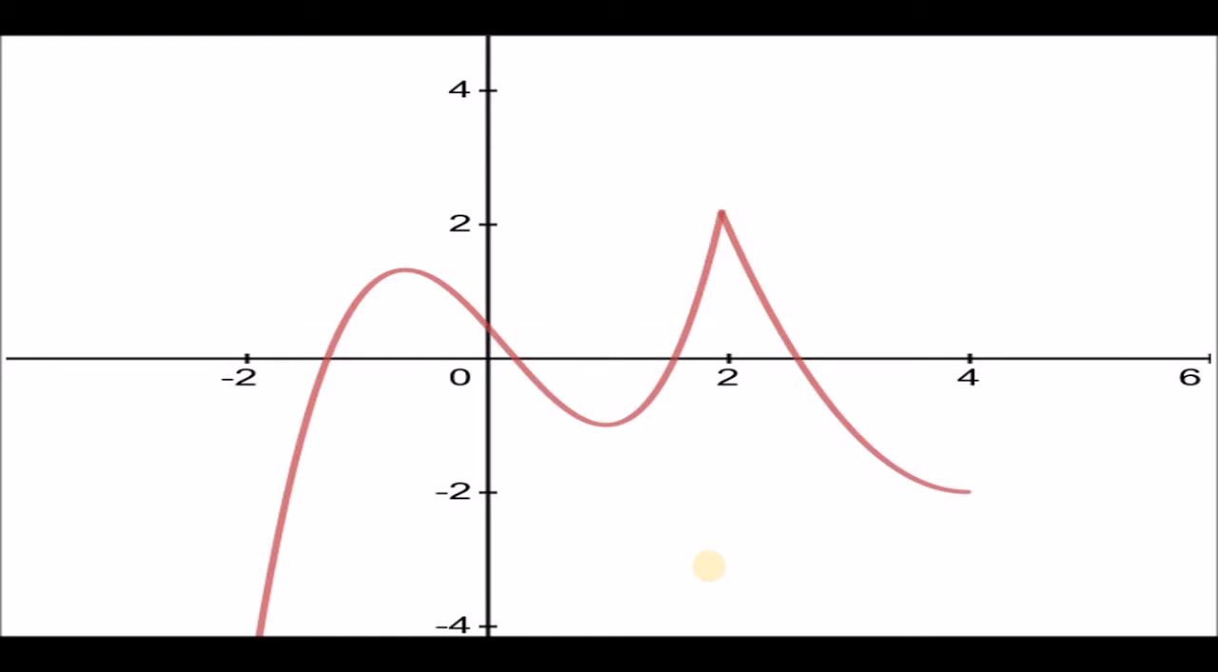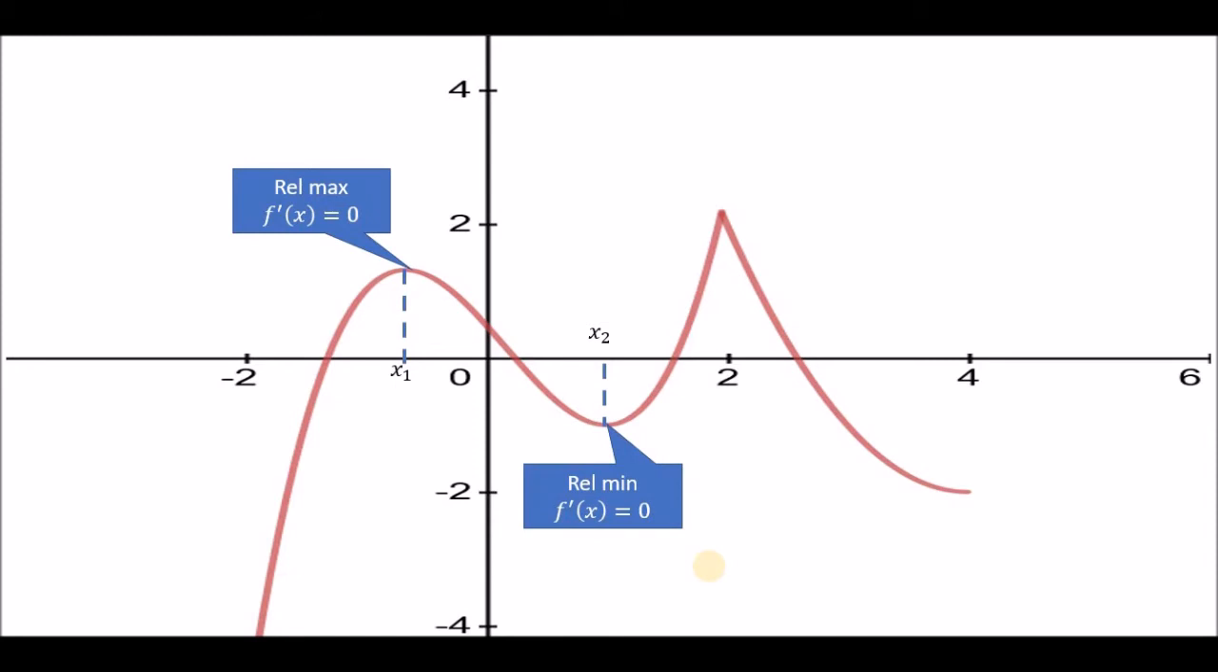Here is a graph, and we have relative maximum and relative minimum points in this case. The first point happens at x1, and this is basically a relative maximum. You notice that a relative maximum happens when f prime of x is equal to 0, or the slope of the tangent line is equal to 0. This is what it means. Another point happens when x is equal to x2, and we have a relative minimum. Again, that relative minimum happens when the slope of the tangent line is equal to 0.